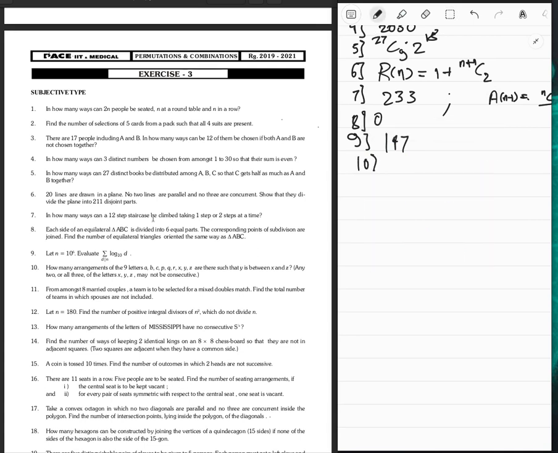10th is how many arrangements of 9 letters are there such that y is between x and z. Any two or all three of the letters x, y, z may not be consecutive. So that's like a restriction. Fine. Wait, is this a restriction or is it saying that that's not a restriction? Wait, what?